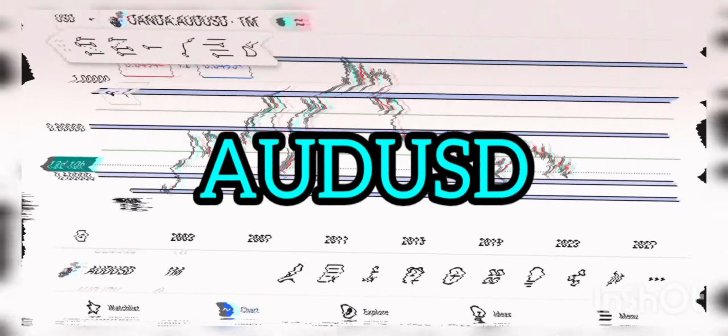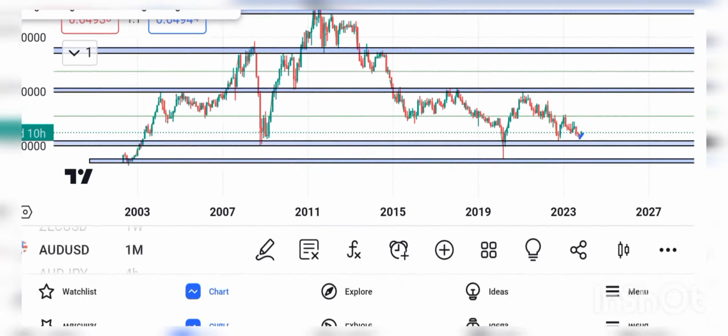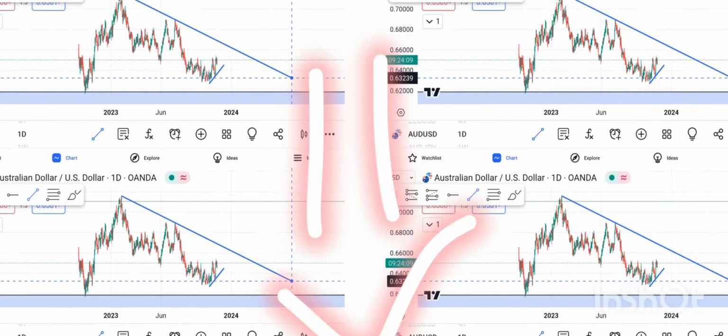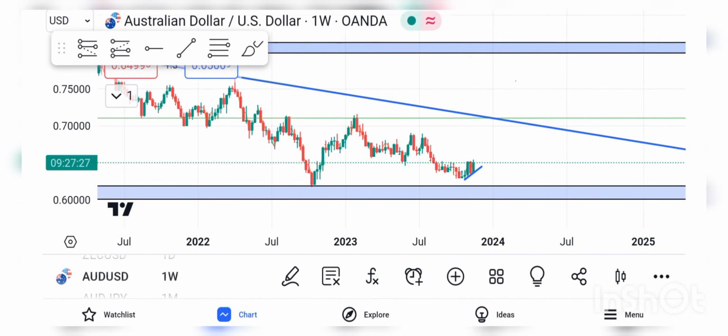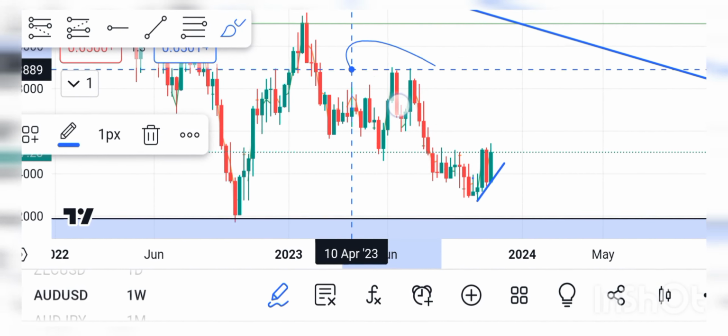Looking at AUDUSD, how we can enter the trade. My monthly time frame is already mapped out. Market is moving in a downtrend, weekly downtrend. Okay, I see a double top right here.